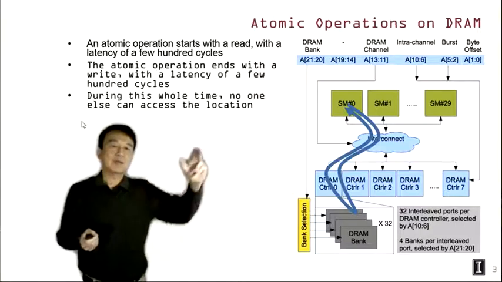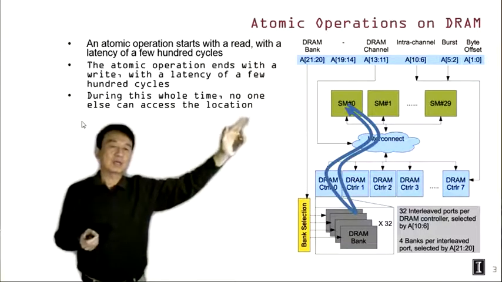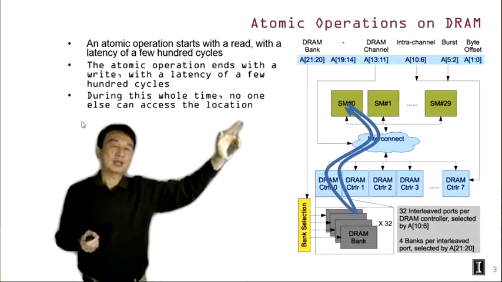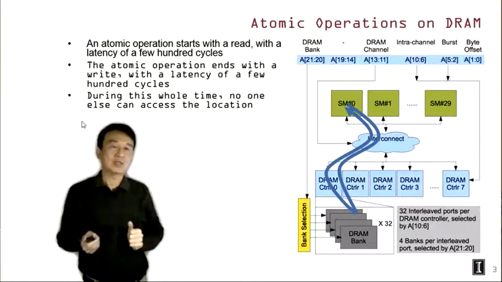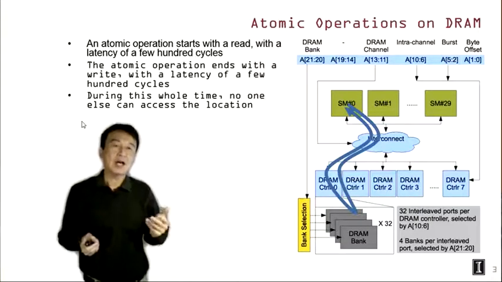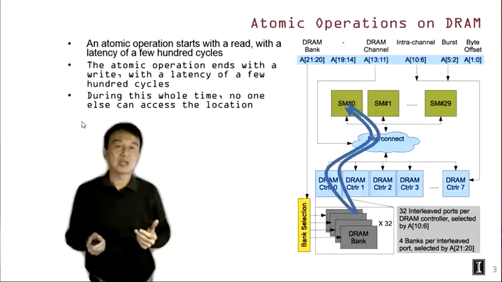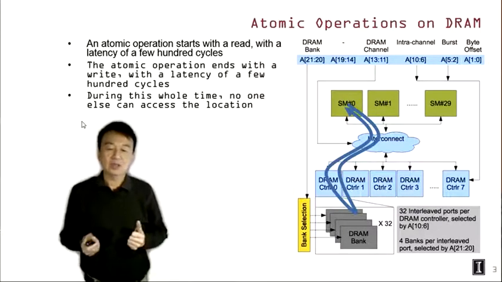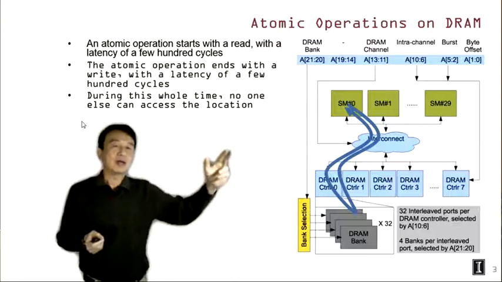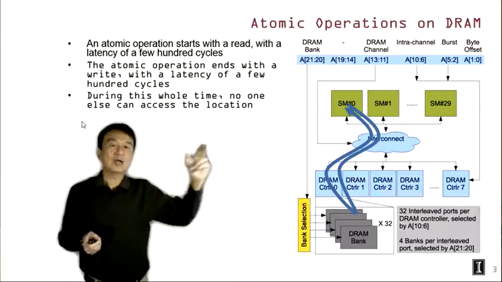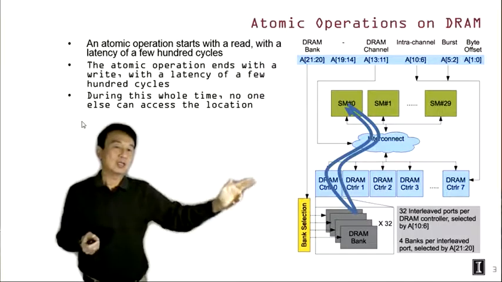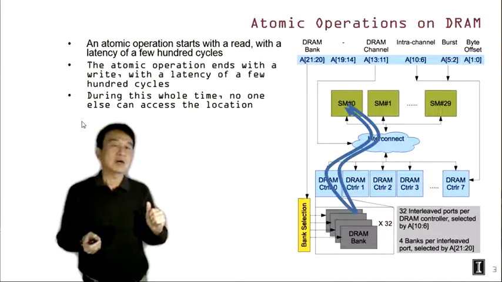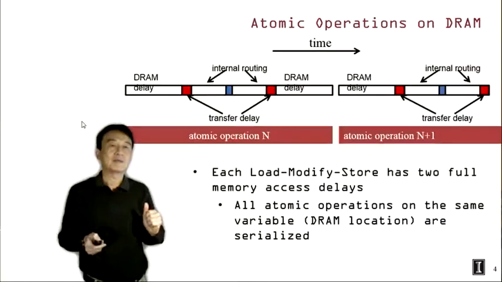Then we do a quick calculation, such as an add, and then we write the result into the DRAM system. Therefore the atomic operation ends with a write operation, which also has a latency of a few hundred cycles. During this whole period, no other access can be made to the particular location that the atomic operation is operating on.